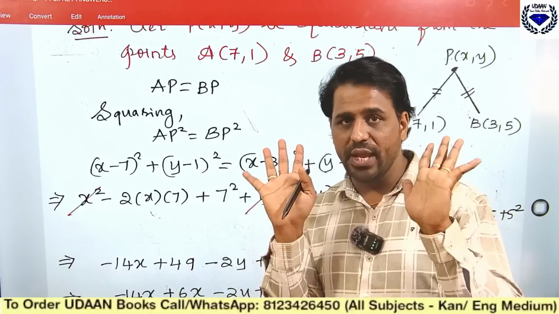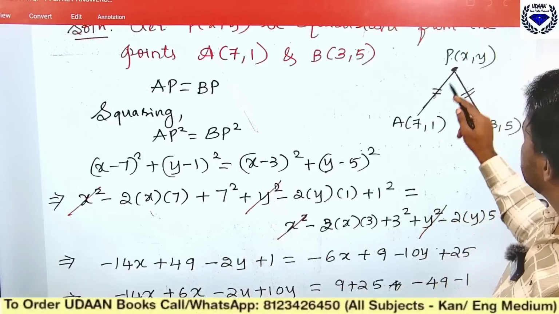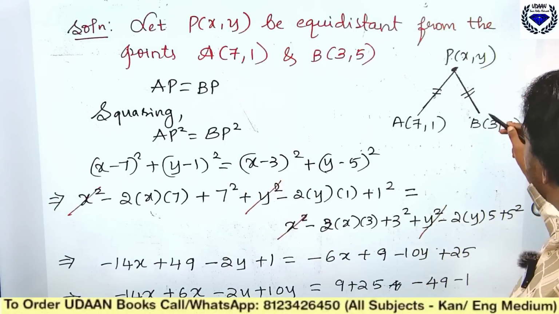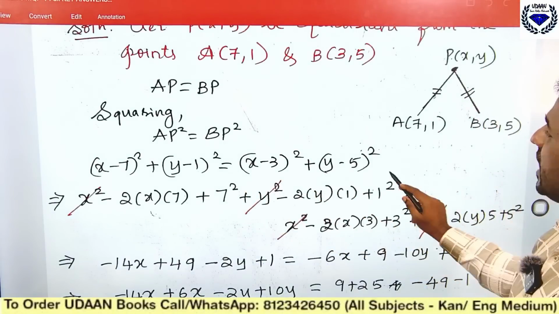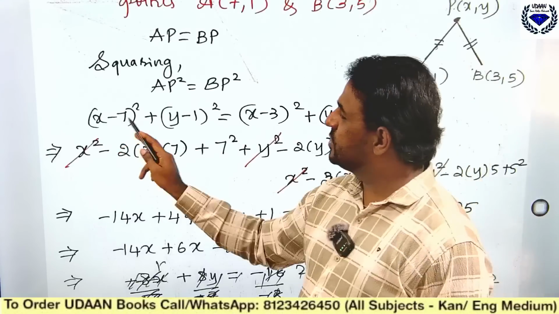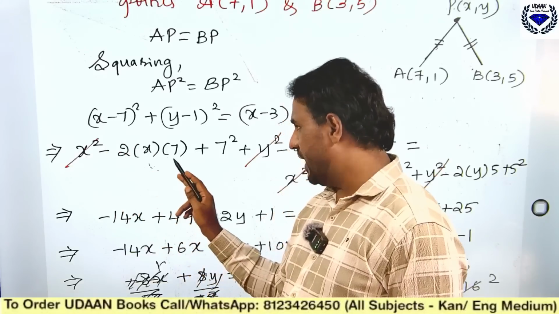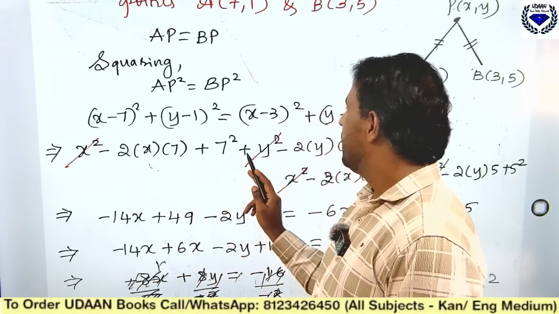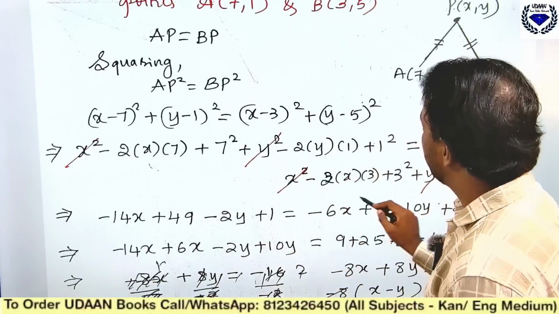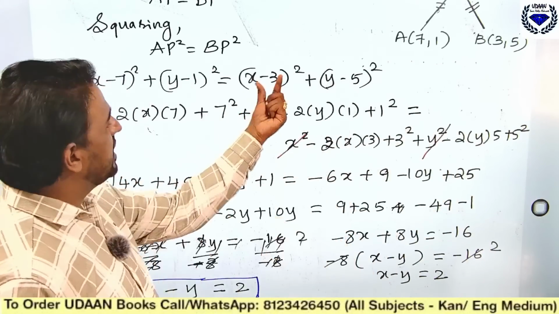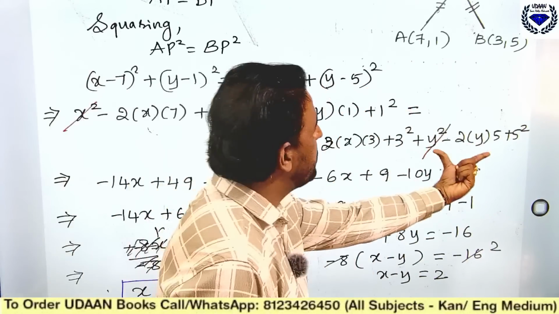You should be careful. Then (x minus 7) the whole square plus (y minus 1) the whole square equals (x minus 3) the whole square plus (y minus 5) the whole square. Then use the (a minus b) the whole square formula: x square minus 2x into 7 plus 7 square, plus y square minus 2y into 1 plus 1 square. Similarly, do (a minus b) the whole square for y minus 5 the whole square.